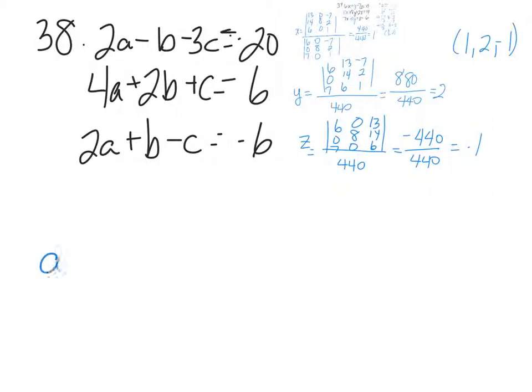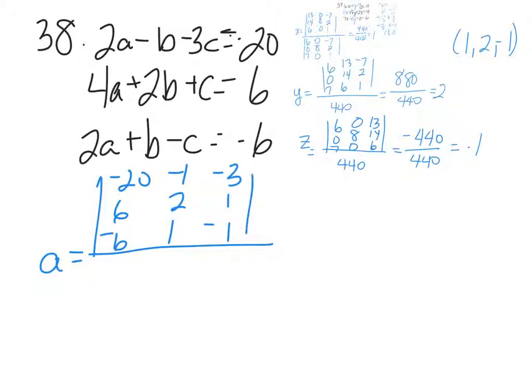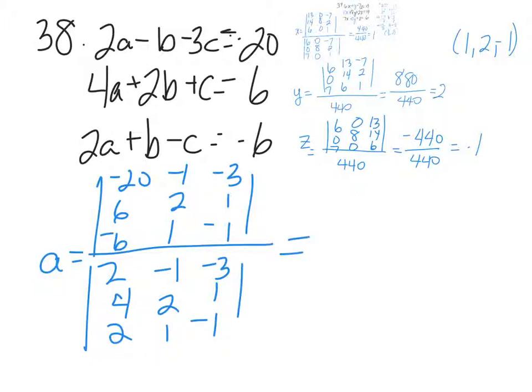To find a, we need first the constants, then coefficients of b, then the coefficients of c. Over the easy part, a, b, c. Type it in GeoGebra or calculator, and we get 6 over negative 12, which reduces to negative 1/2.